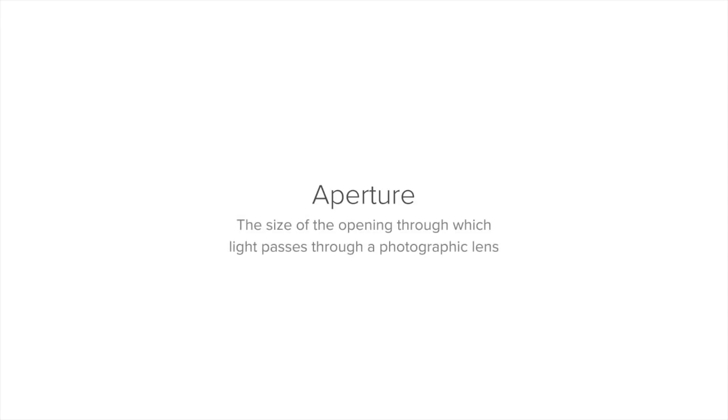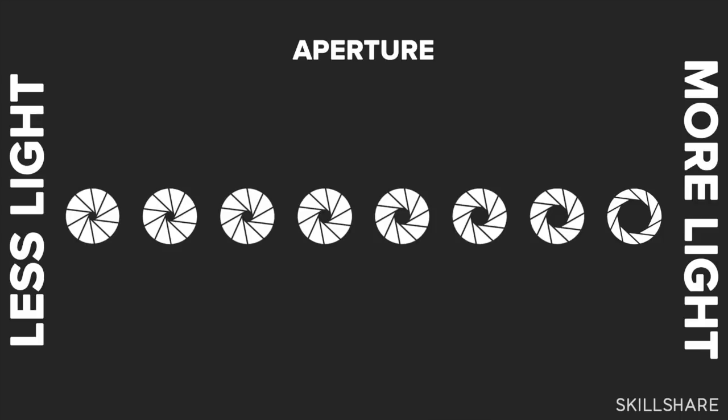And aperture is basically the size of the opening through which light passes through the lens. Now, how does that have an effect on exposure? Well, the bigger the opening in the lens, the more light will pass through. And the smaller the opening in the lens, the less light will pass through. So it directly impacts whether the image will be dark or light.